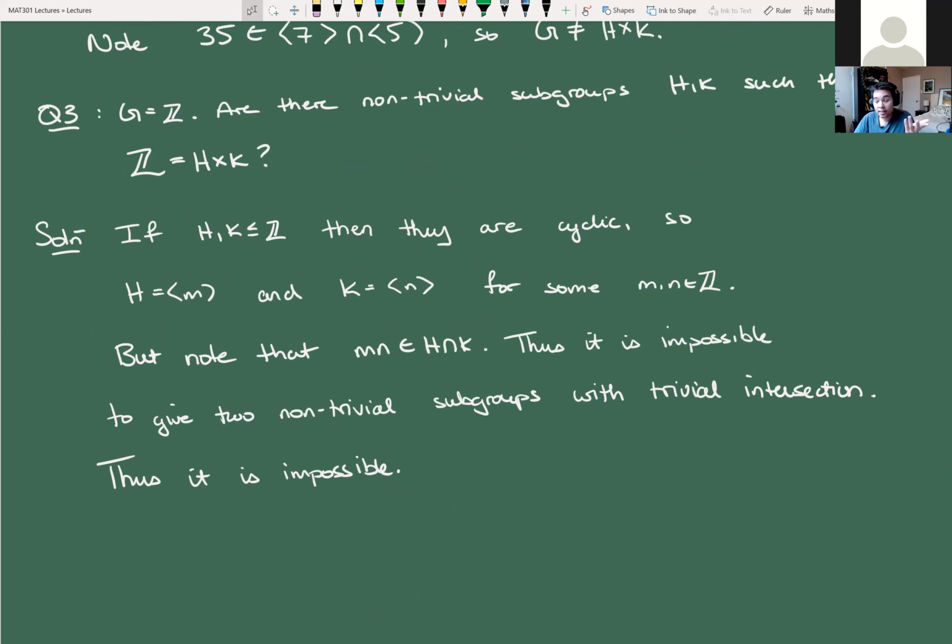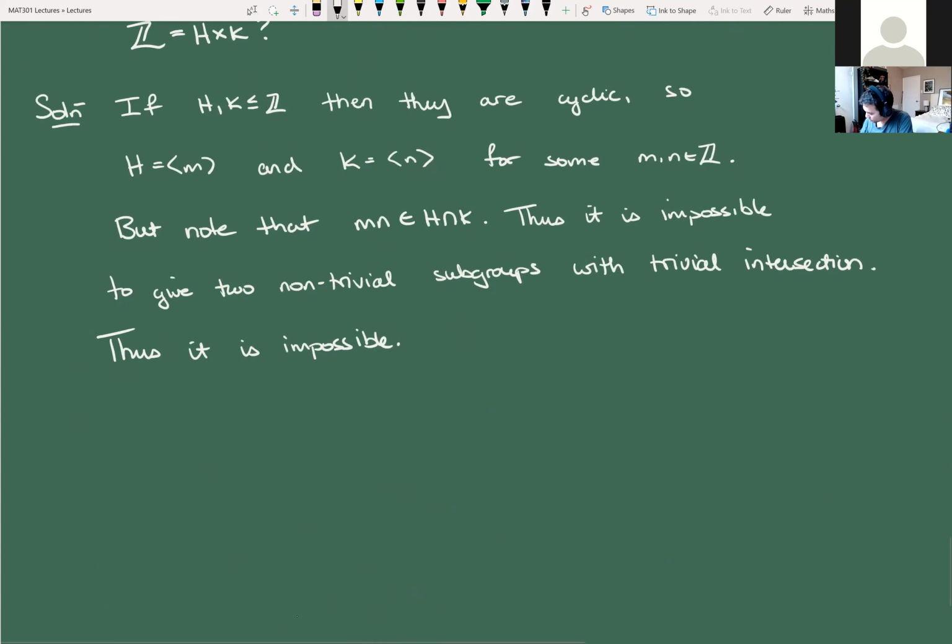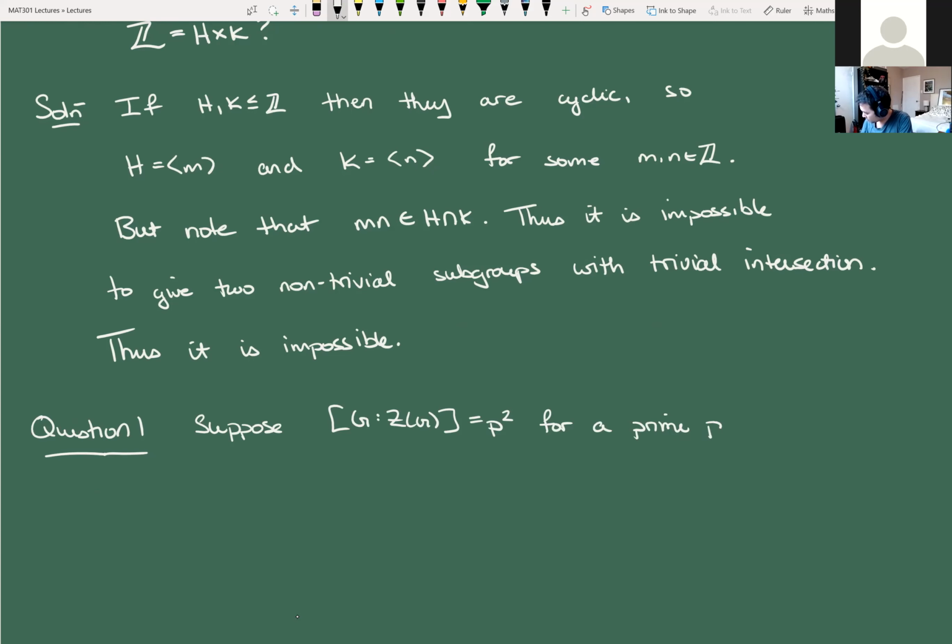The last question, which I think is frankly the hardest, is question 1. So let's try that and then we're done. Let's give that a shot. So question 1. Okay, so suppose that the index of G over its center is a prime squared. Show that G mod Z(G) is Zp cross Zp.